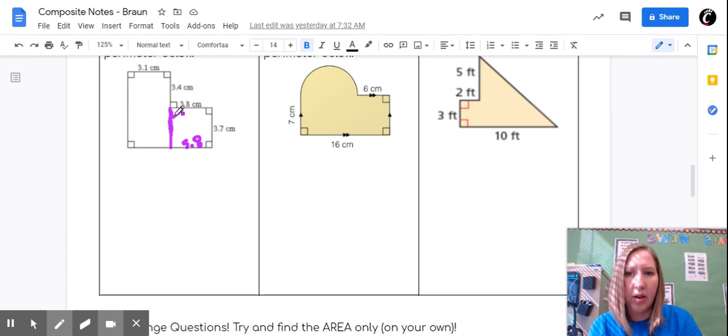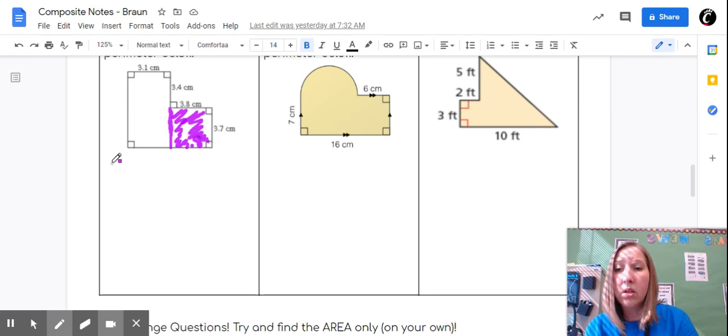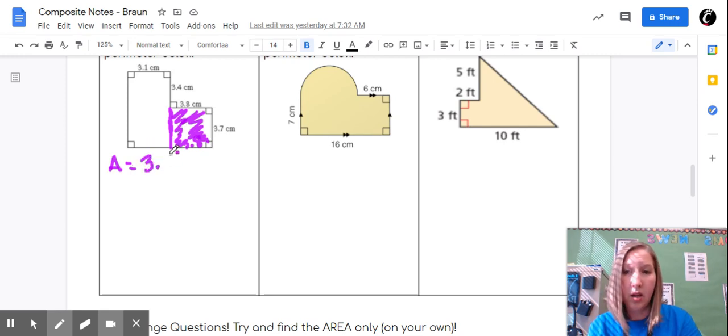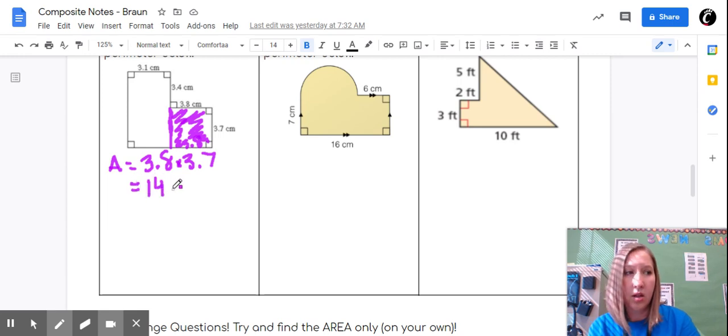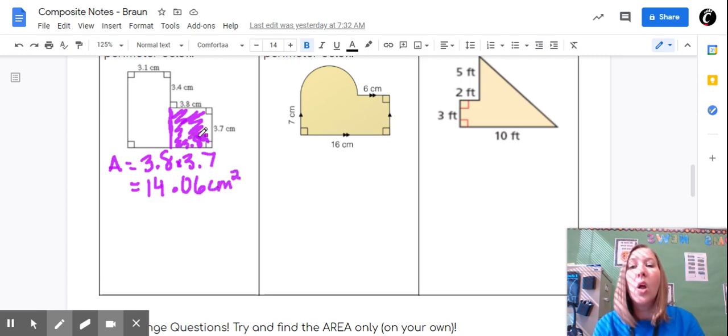So that's easy enough. I can find the area of my smaller rectangle by doing length times width, which is going to be 3.8 times 3.7. And when I do this, I'm going to get 14.06 centimeters squared. Okay, that's the area of my smaller rectangle.